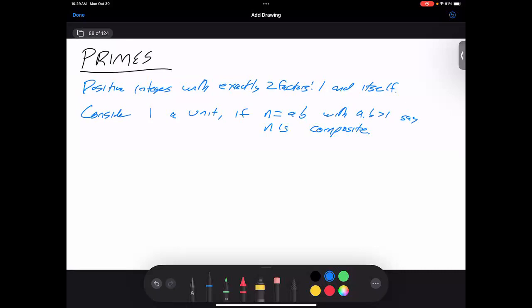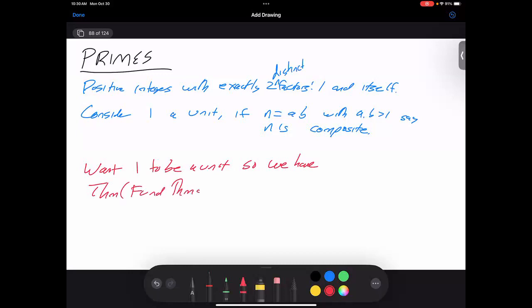You could say with exactly 2 distinct factors. Yep. So we'll put in distinct just to be safe. So we don't want 1 to be a prime. And the reason we want 1 to be a unit, so we have the following theorem. This is the fundamental theorem of arithmetic.